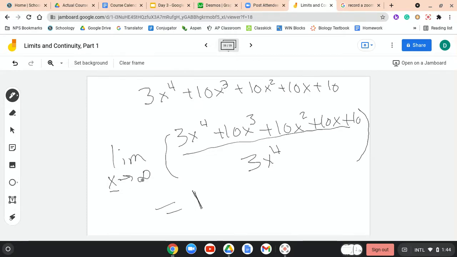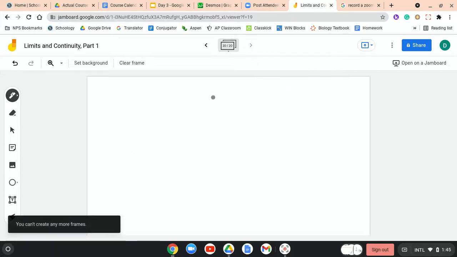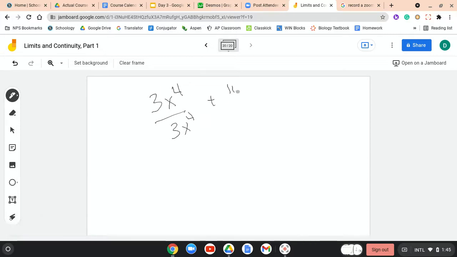So if this limit equals 1, it tells us that as x gets very large, these two functions are the same. Right? So what we can do is some algebra here. We can divide each term by the denominator individually because that's a rule in algebra. So we can rewrite this fraction as 3x to the fourth over 3x to the fourth plus 10x to the third over 3x to the fourth, et cetera.